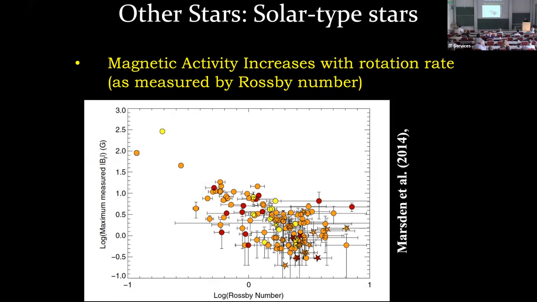It's well known that if you look at solar type stars, magnetic activity increases with rotation rate. Okay, so this is the Rossby number against the amplitude of the field. There's a well-defined trend here. Now, the sun has an 11-year period. What also happens to the period of activity as you change the rotation rate?